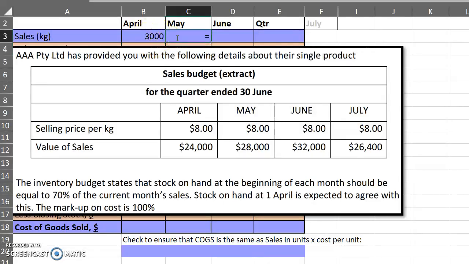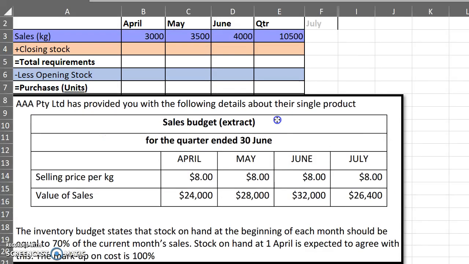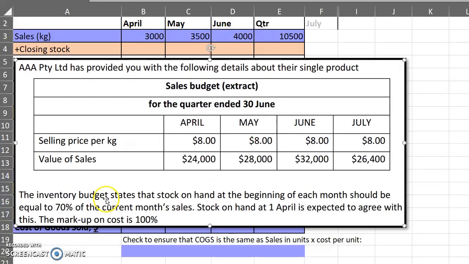We do the same for May, 28,000 divided by 8. And finally, June, 32,000 divided by 8. Now let's have a look at the quarter. For the quarter, we need to add up April, May, and June planned sales. So basically we're saying 3,000 plus 3,500 plus 4,000. Please note, this is not a demonstration on how to use Excel. Okay, moving on. We are looking at the inventory policy now.